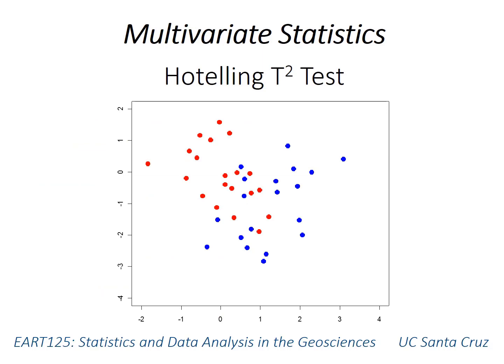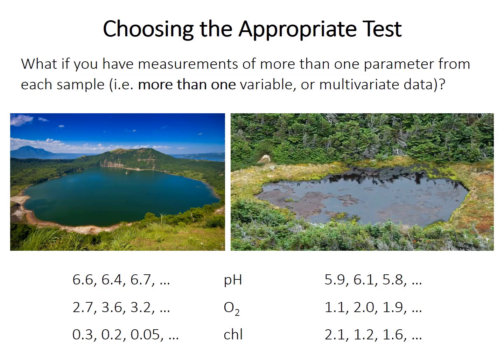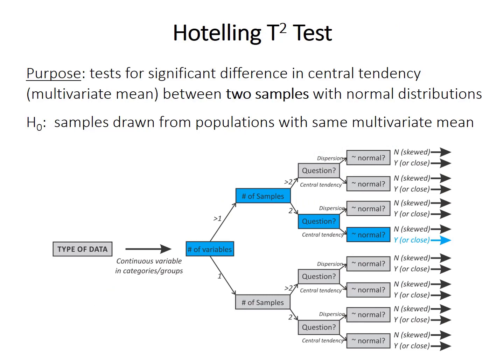This video discusses the Hotelling t-squared test, which is basically the multivariate version of the t-test. Remember that multivariate data means you have measurements of more than one parameter from each sample. For example, you want to compare pH and oxygen and chlorophyll, those are the three variables, all together from two different lakes, and those two lakes are the two samples. So that's what the Hotelling t-squared test is for.